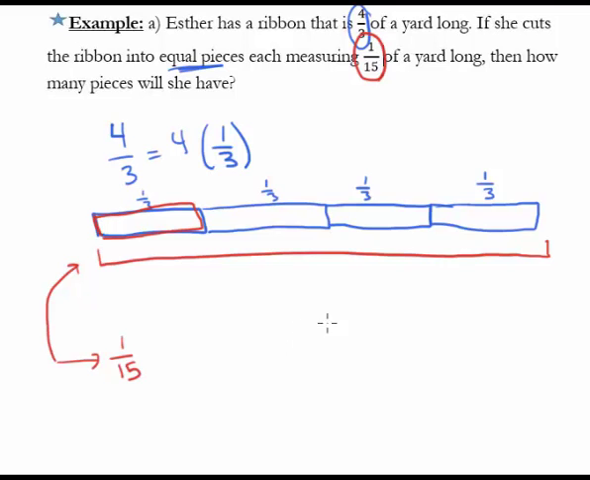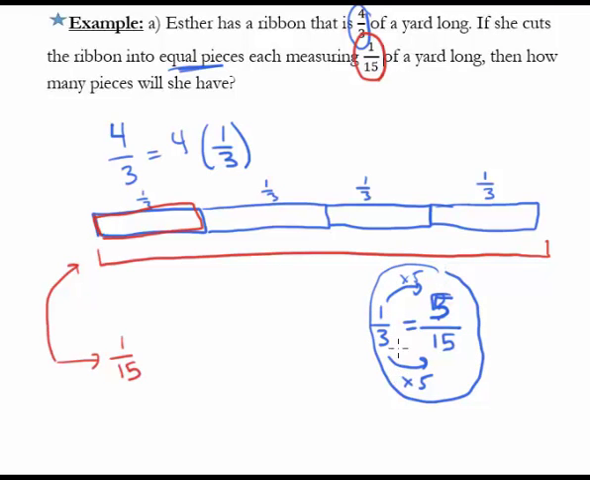To answer that question, we can use a proportion, or we can just reason about it. What we're asking ourselves is, 1/3 is how many of these 15ths? We can reason about it and say it's actually 5 of these 15ths, because 3 times 5 is 15, and 1 times 5 is 5. This right here is proportional reasoning. So in either case, we can say that 1/3 is 5/15.